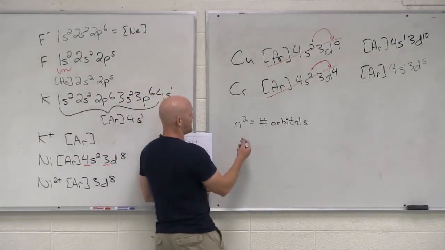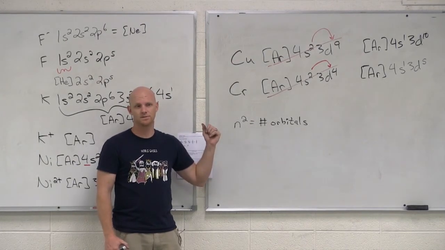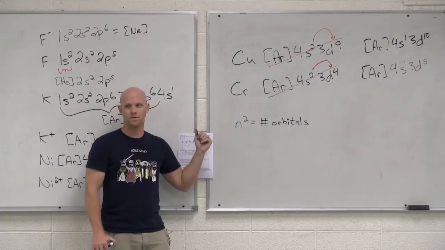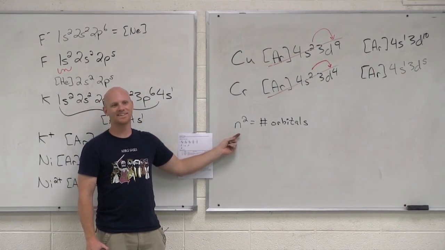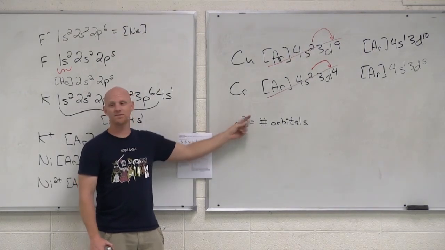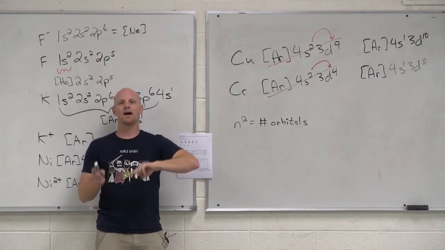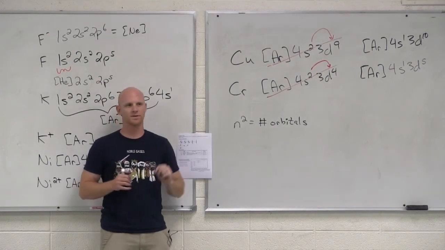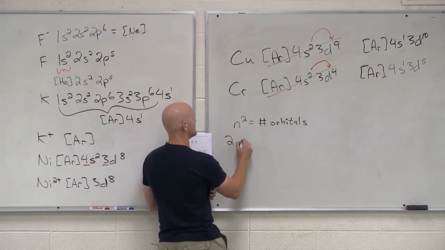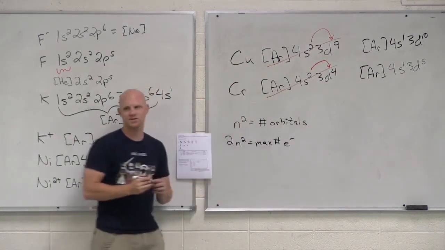Let's go backwards. How many orbitals in the third shell? 9. 3 squared is 9. So we have the 3s, the 3p, and the 3d for a total of 9. But how many electrons maximum could be held in the third shell? Well, 9 orbitals can hold 18 electrons, 2 electrons per orbital. So we can take double n squared as being the maximum number of electrons in a shell.